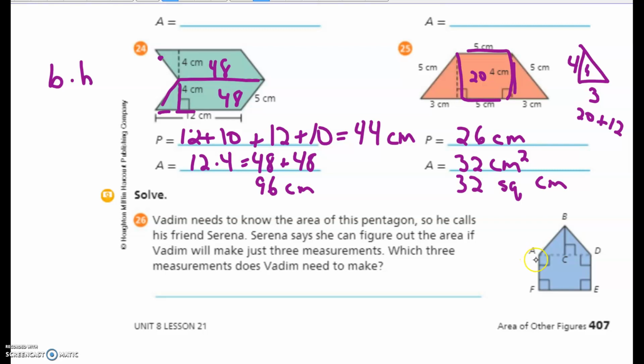Now, over here, this is line AF. This is line FE, DE, BD, BE, AB, and BC. So just look at that for a moment and figure out what measurements he needs.